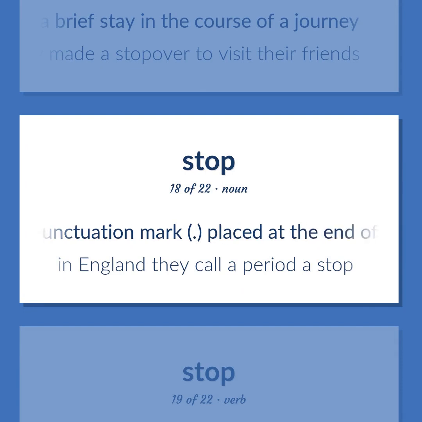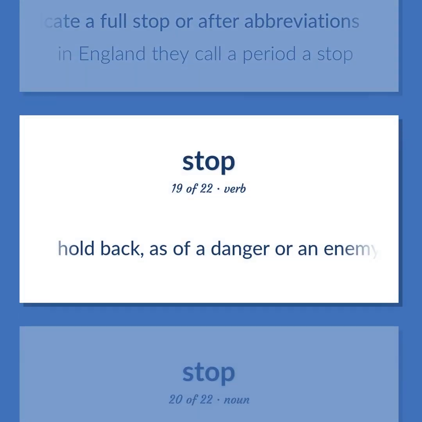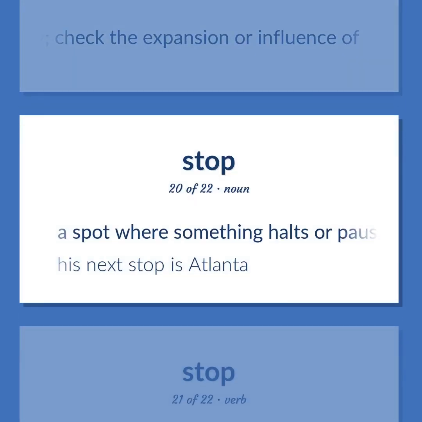A punctuation mark, placed at the end of a declarative sentence to indicate a full stop or after abbreviations. In England they call a period a stop. Hold back, as of a danger or an enemy. Check the expansion or influence of. A spot where something halts or pauses. His next stop is Atlanta.